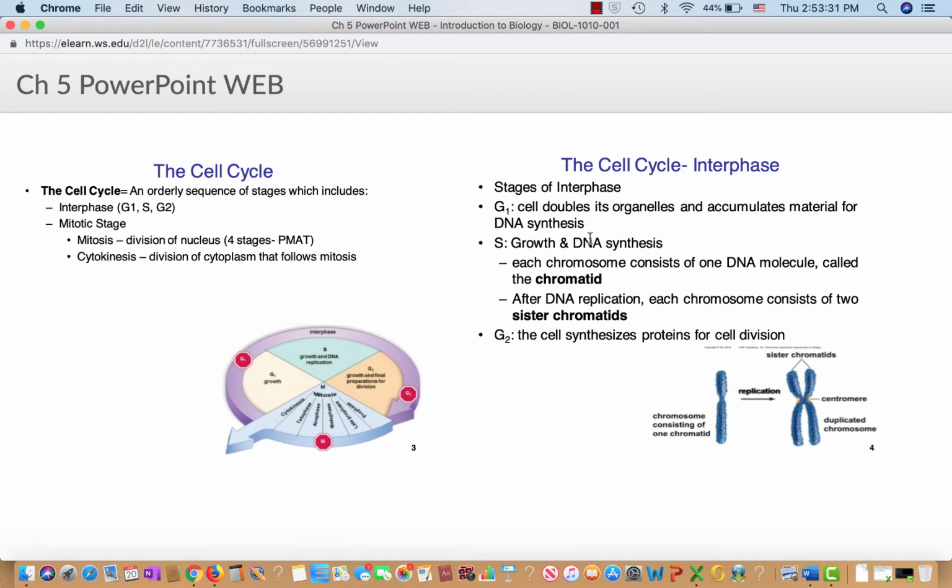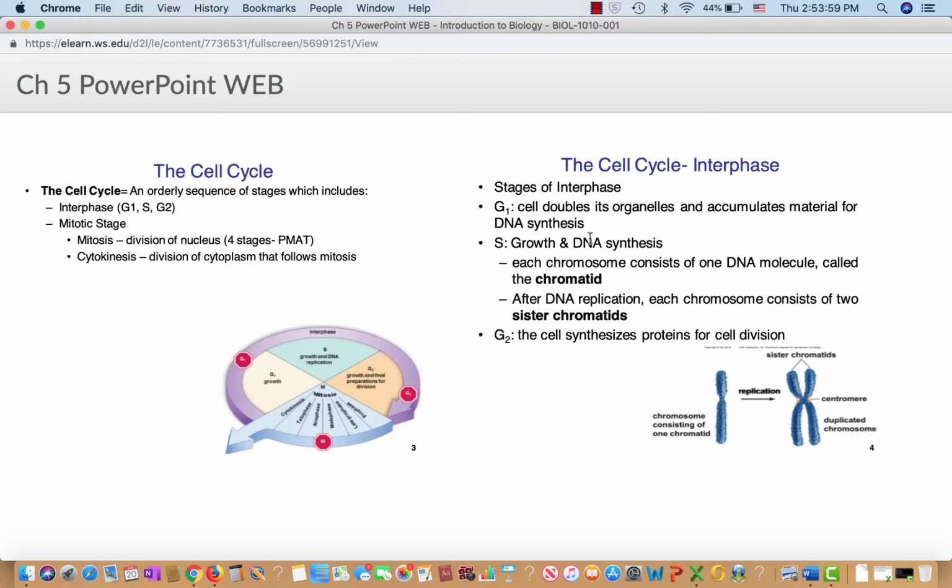So the cell cycle is the sequence of events that takes place during cellular division. And we have two main phases for that: interphase and the mitotic stage. The mitotic stage is broken down into mitosis and cytokinesis, which we will break down each of those categories in more detail as we go through.